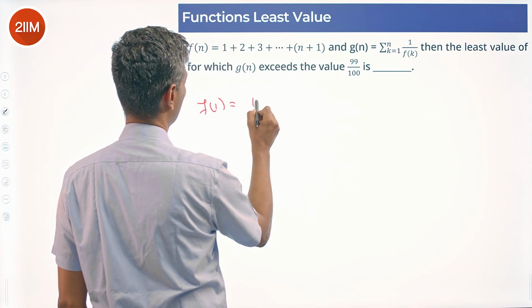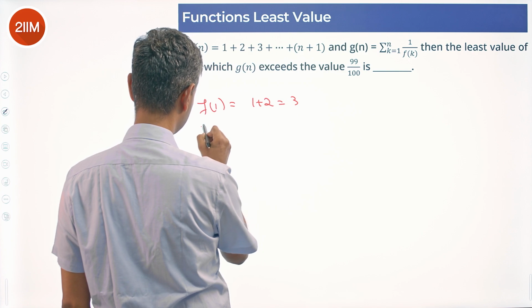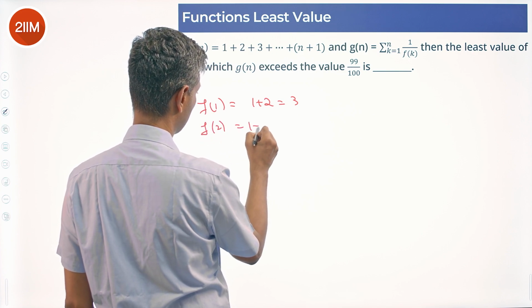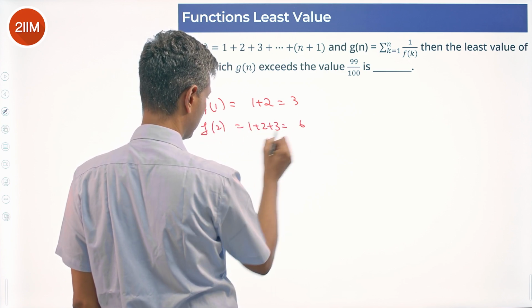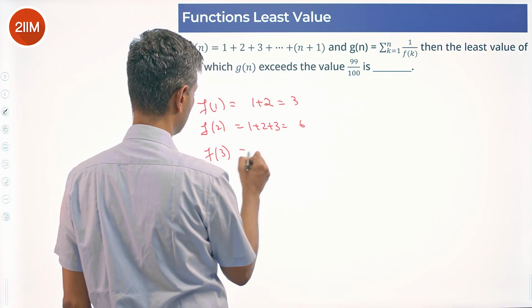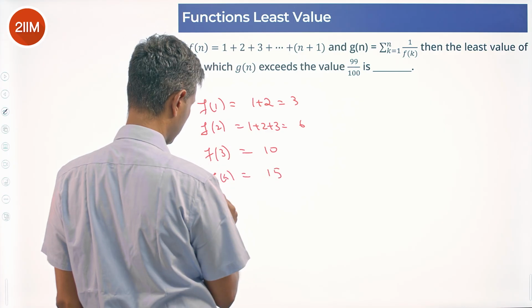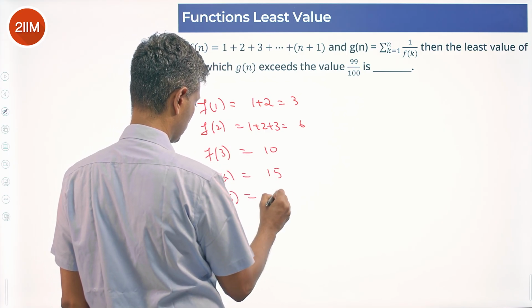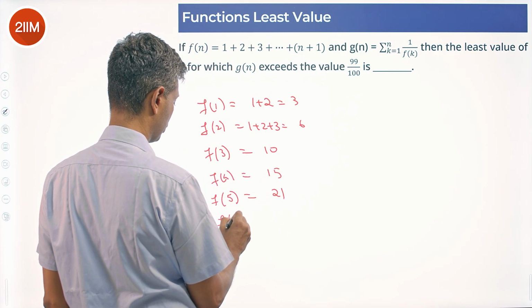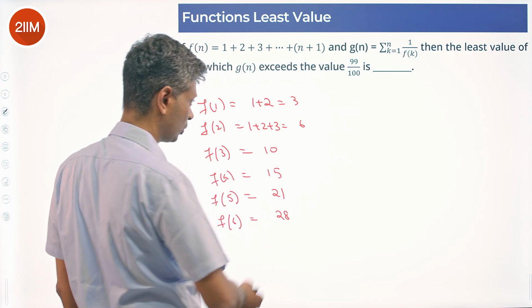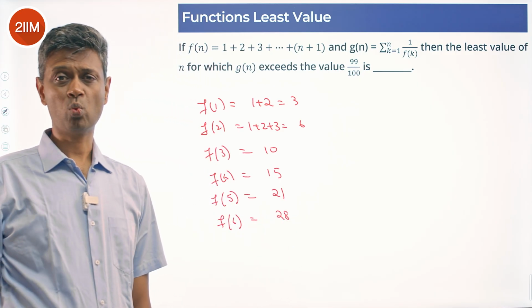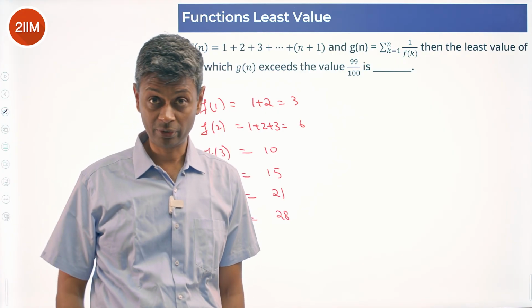F of 1 is 1 plus 2, which is 3. F of 2 is 1 plus 2 plus 3, which is 6. F of 3 is 10. F of 4 is 15. F of 5 is 21. F of 6 is 28, and so on. Sum up to n plus 1 integers is f of n.